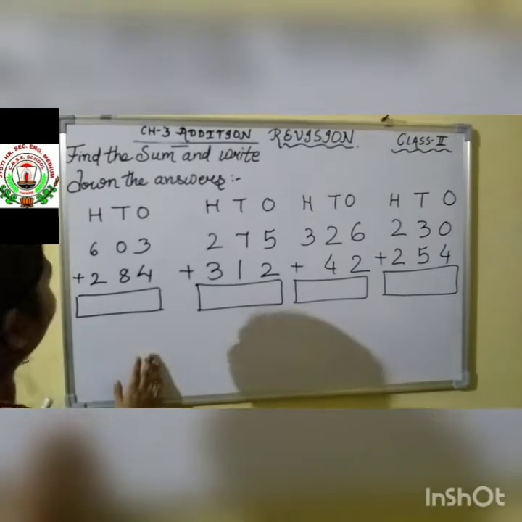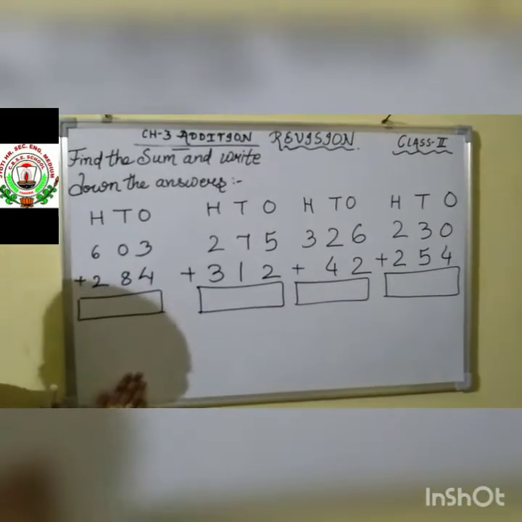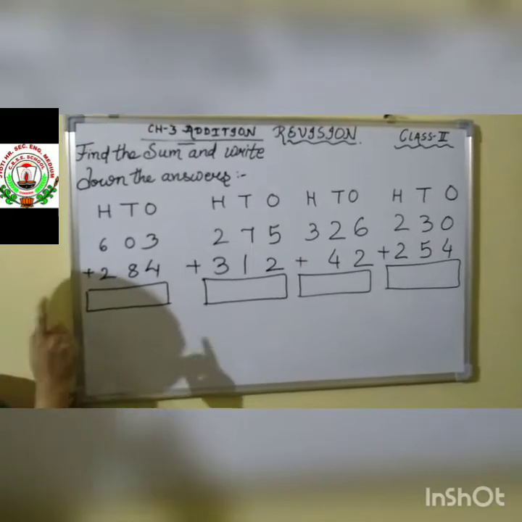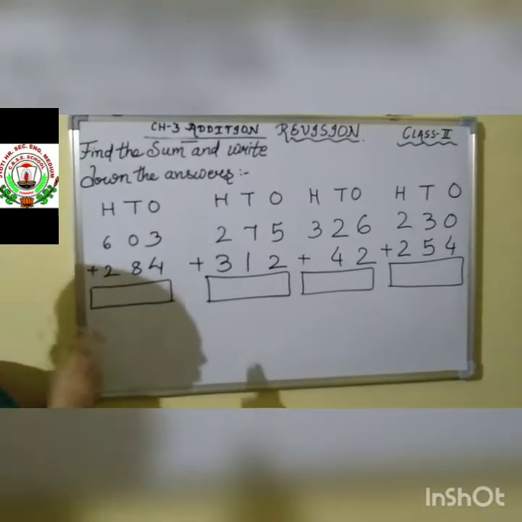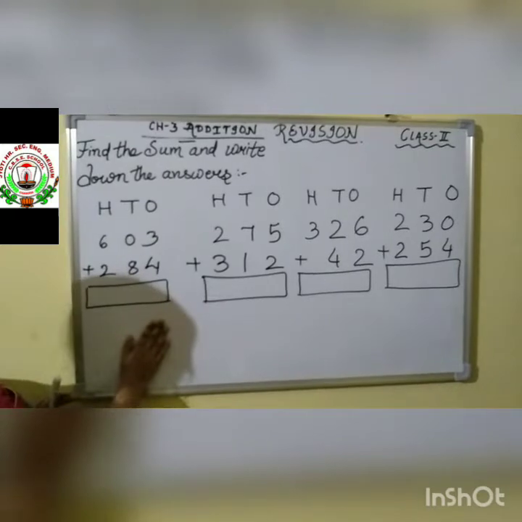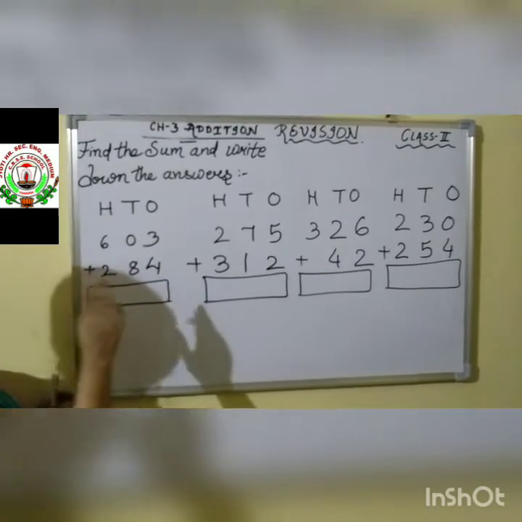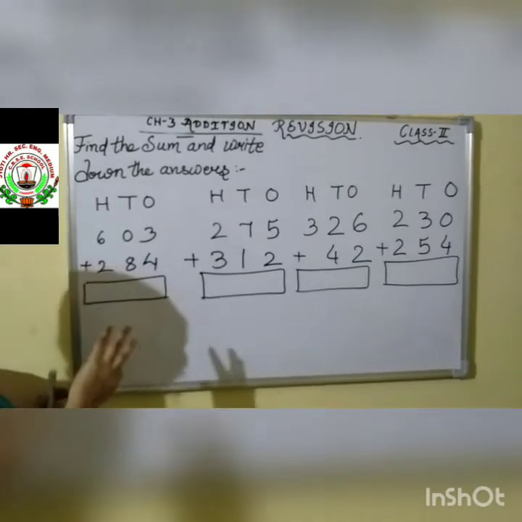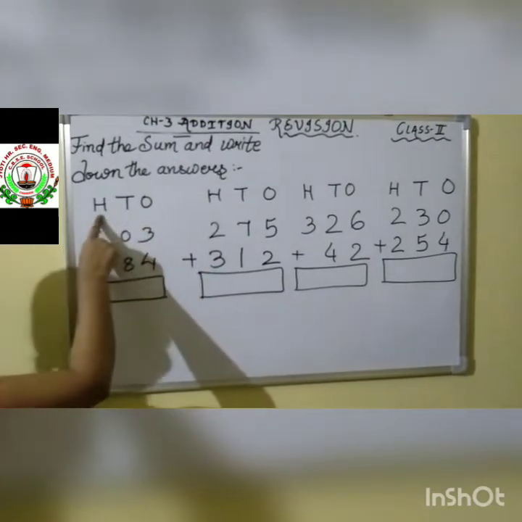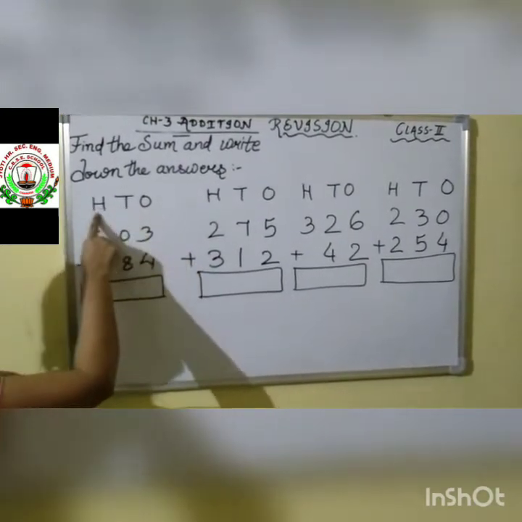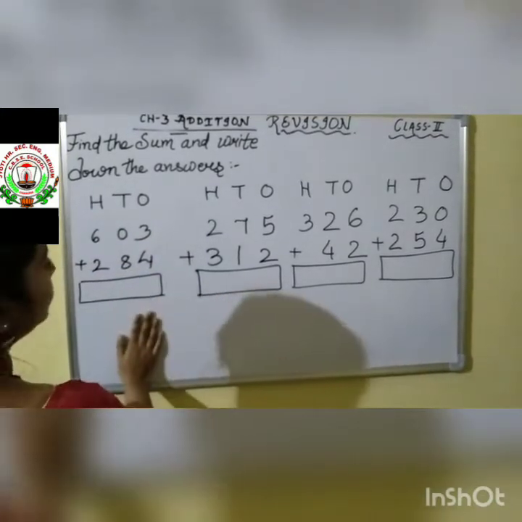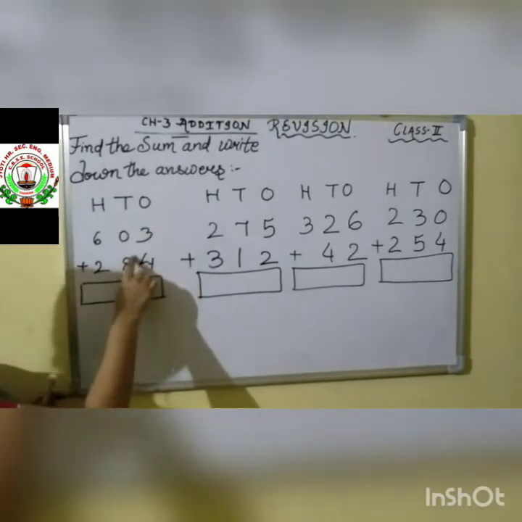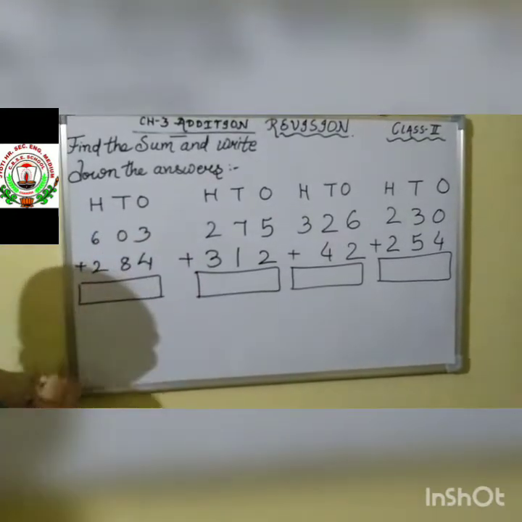So children, now let us solve some more questions of addition. Here, what you can see, children, in difference from the previous question, is that in the previous question we had 2 digits and here we will be seeing 3-digit numbers. Do you remember how many place values 3-digit numbers consist of? 3. Ones, tens and hundreds. So here also we will be starting addition with the ones column. Then the tens column. Then coming to the hundreds column.